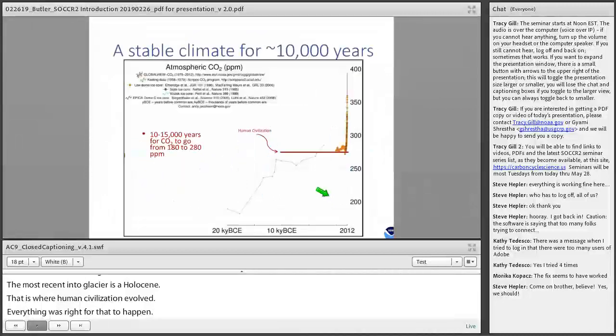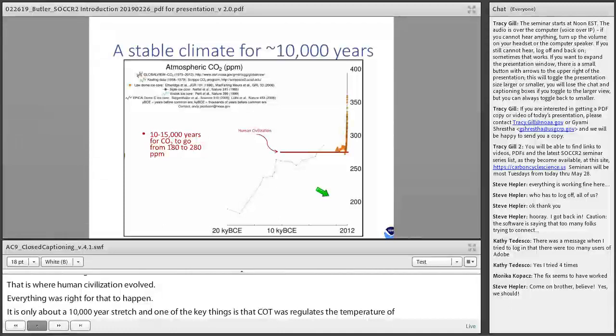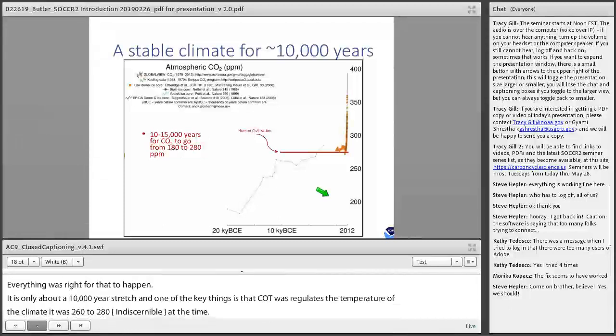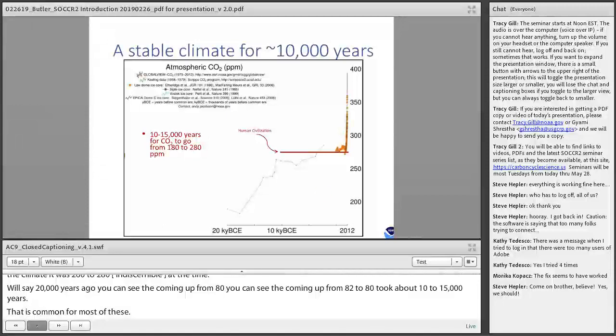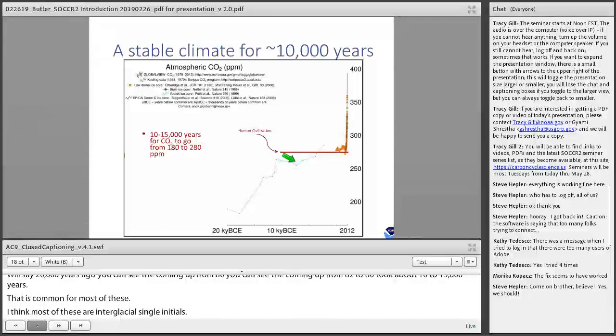So if we look at the next slide, we can go back and look just say maybe 20,000 years ago. You can see that coming up from 180 to 280 took about 10 to 15,000 years. And that's common for most of these interglacials and glacials. But when you get up here, you see there's this flat part here, which is right about there. That's the constant CO2, during which human civilization evolved. Then there is this rise in CO2 that was rather abrupt, and we're going to take another look at that a little closer.